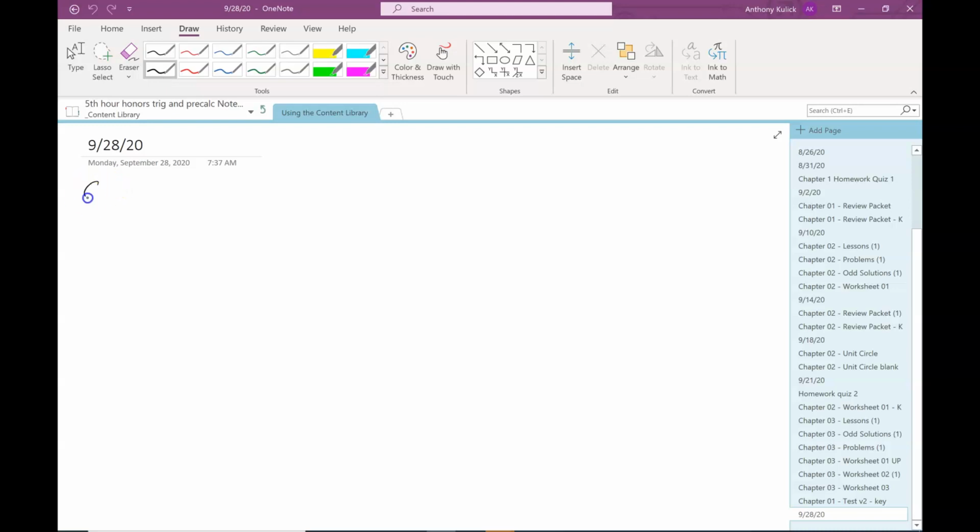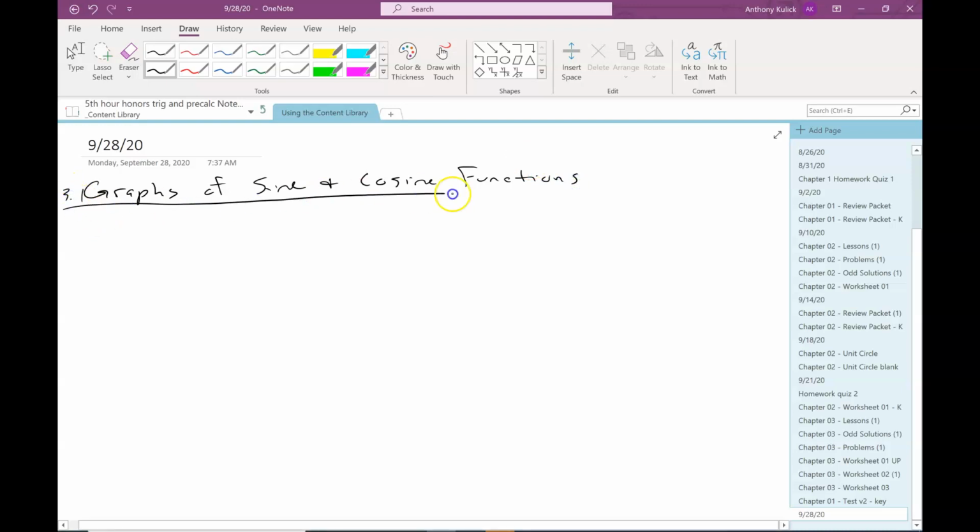Today we're going to talk about the graphs of sine and cosine functions. This is 3.1. And we're going to start with a little bit of an info dump here.